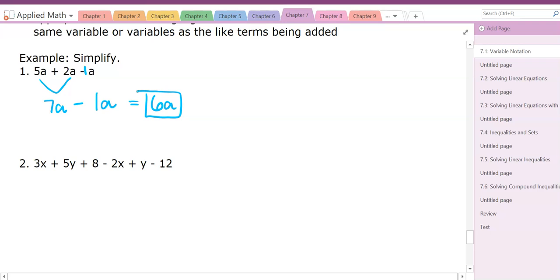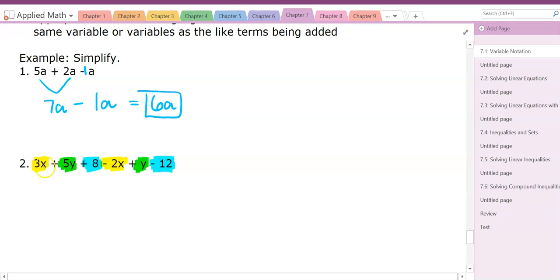For this next one, we've got a couple of different like terms. You can either underline like terms, or I've seen kids circle them with different shapes to keep them separated. What I'm going to see here is I've got 3x and a negative 2x. Make sure that you watch the sign sitting in front of that term. I have a 5y and a positive y. And then I have an 8 and a negative 12.